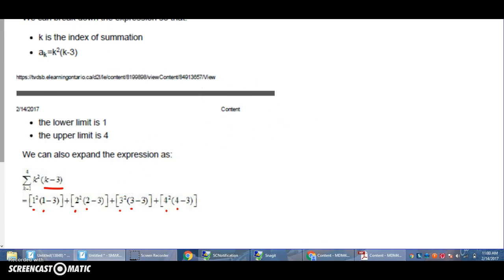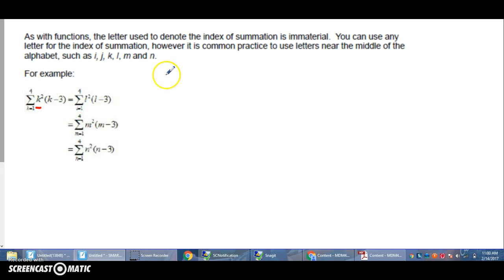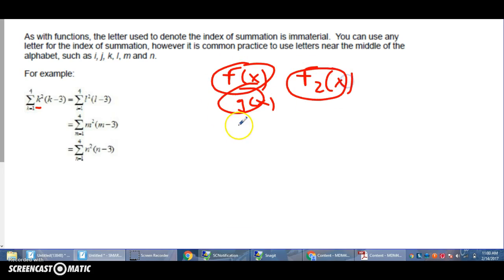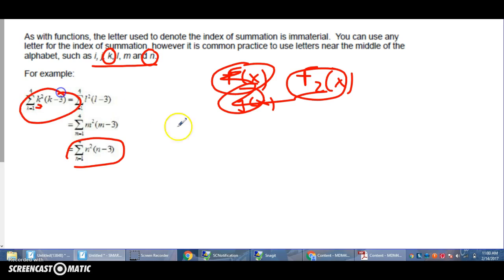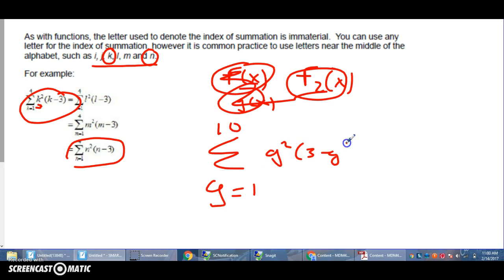The next page just says there's nothing special about the letter k. It's just like when we did function notation, we had f of x, we had g of x, you might have had f sub 2 of x or whatever. You have all these different versions in functions class, and they don't really mean anything. Same with this. We tend to use middle-of-the-alphabet letters for some reason. You tend to see k and n used the most often, but it doesn't really matter. I could use g if I wanted to. I could say, give me this expression from 1 to 10, with g squared times 3 minus g, and then you would go all the way through: the first one is 1 squared times 3 minus 1, then 2 squared times 3 minus 2, and I'd work all these out and add them up at the end.